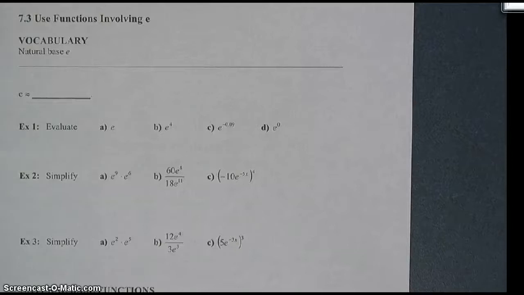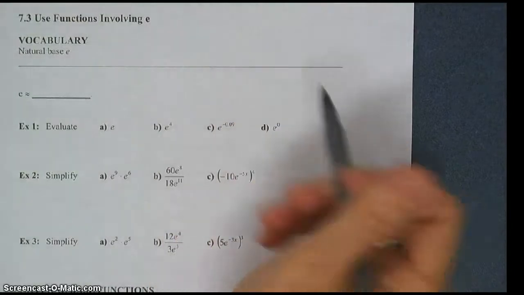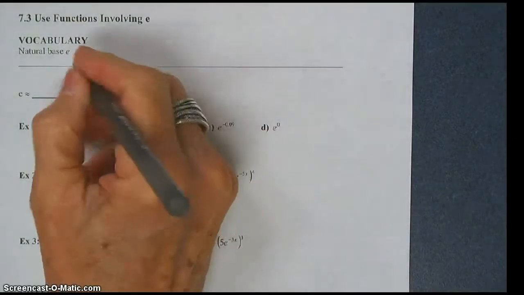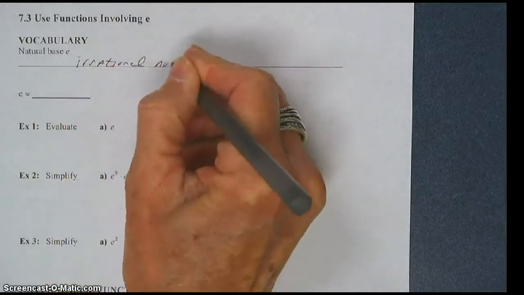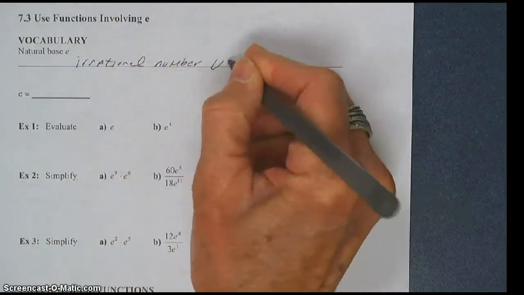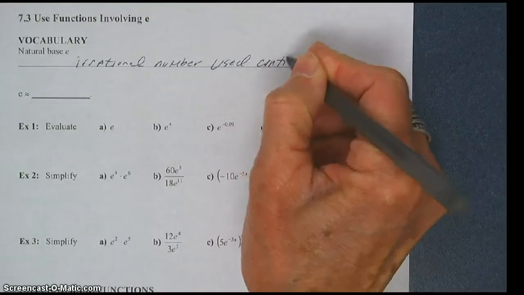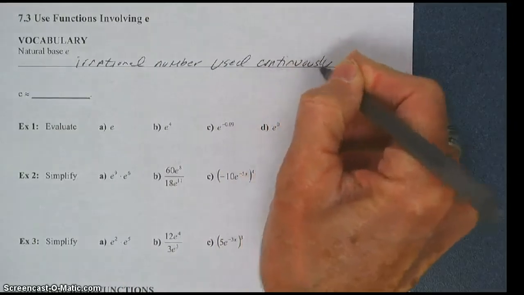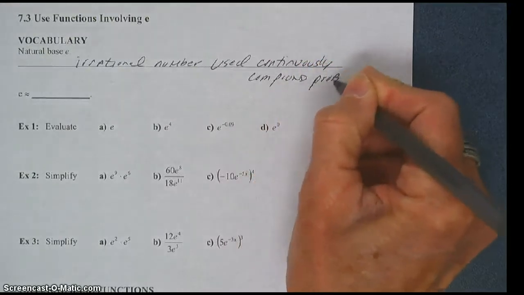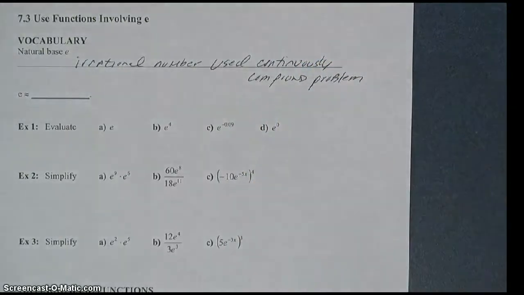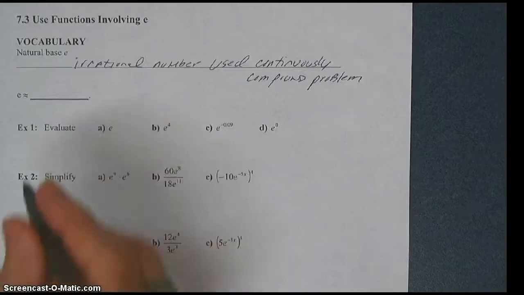Today you're going to be introduced to a new irrational number. This irrational number is called E. So E, you have to know, is an irrational number used in continuous compound problems. So we're going to use this E. I'll show you where to use it on your calculator. So get your calculator out now and I'll show you where to find it.